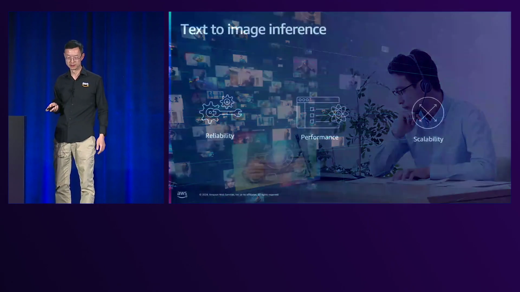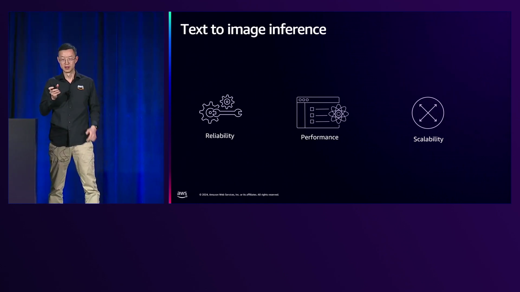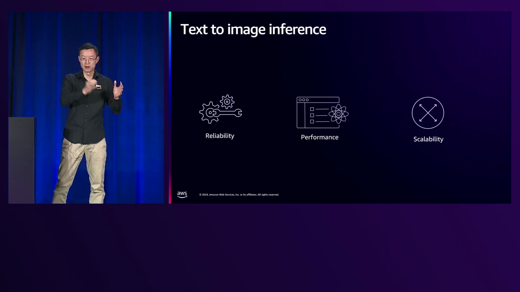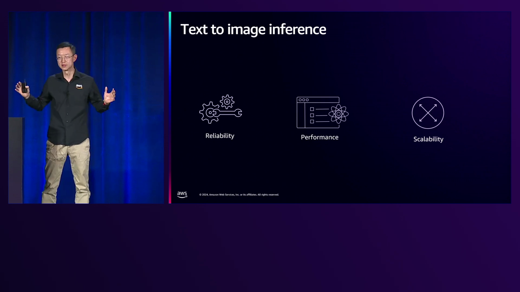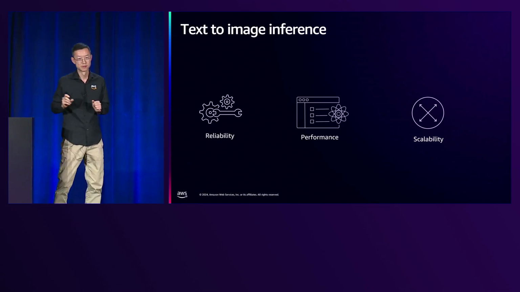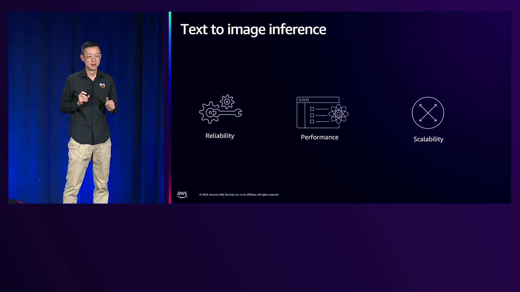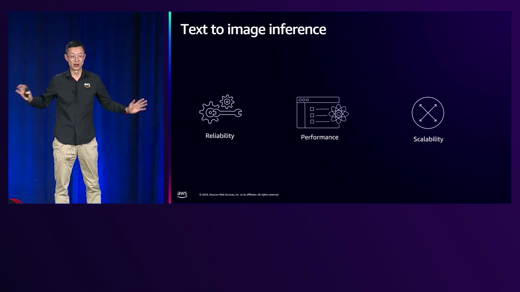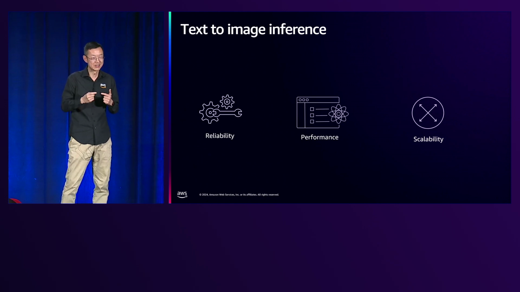Here are 3 things you need to focus on. The first one is about reliability. Because you have this front end and back end to the inference, you need to ensure the whole environment is up and running all the time, regardless of any planned or unplanned outages. Second one is about performance. The end user doesn't want to wait a very long time to get an image, right? Need to be very careful about latency and throughput.